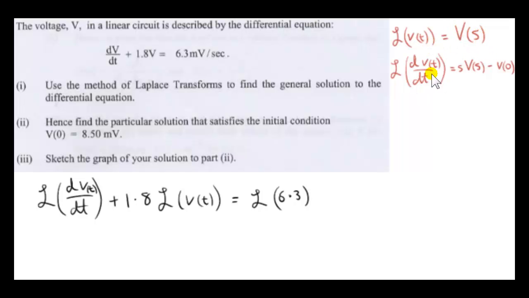Now, what about L of the derivative? Well, that's s times big V of s minus little v of 0. So little v is our function of time, where the time is 0.